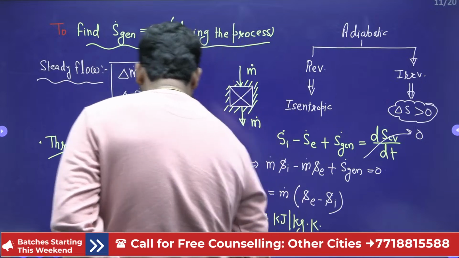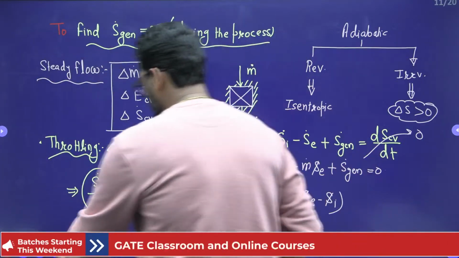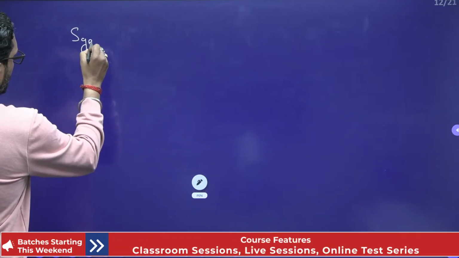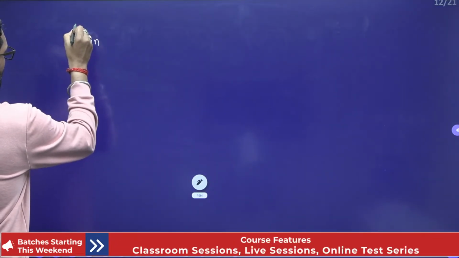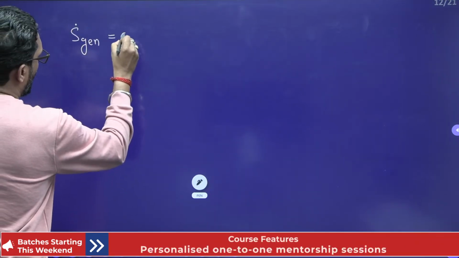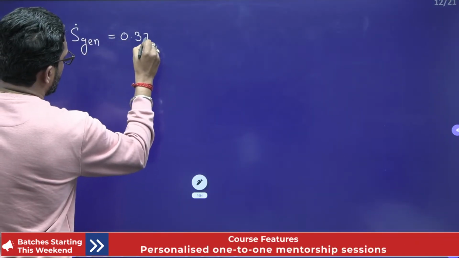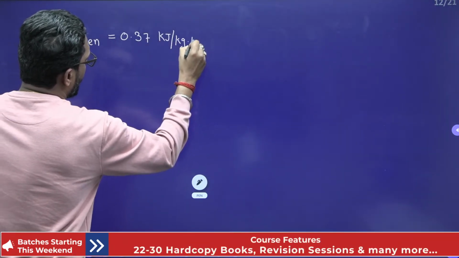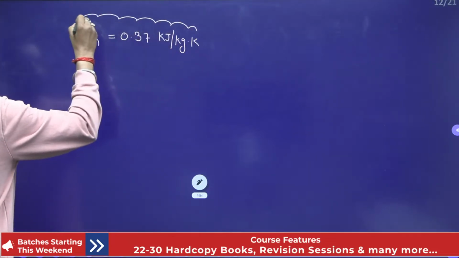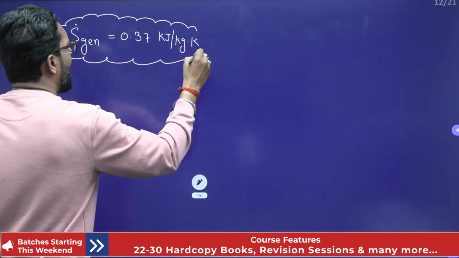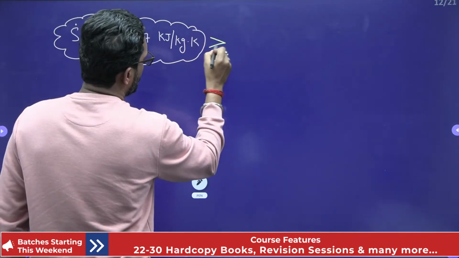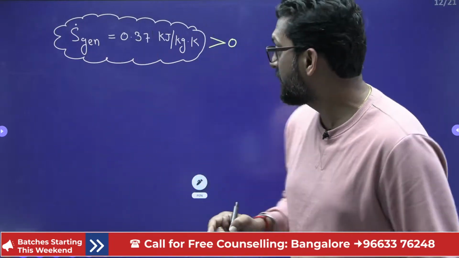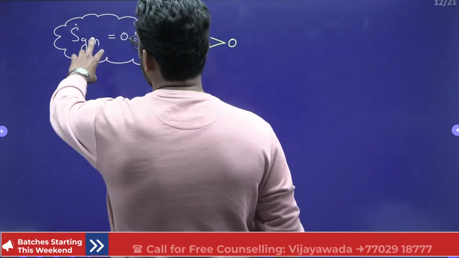So the specific entropy generation is equal to 0.37 kilojoule per kg Kelvin. This entropy generation is greater than 0, so it satisfies the principle of increase of entropy. That means entropy is always generated.